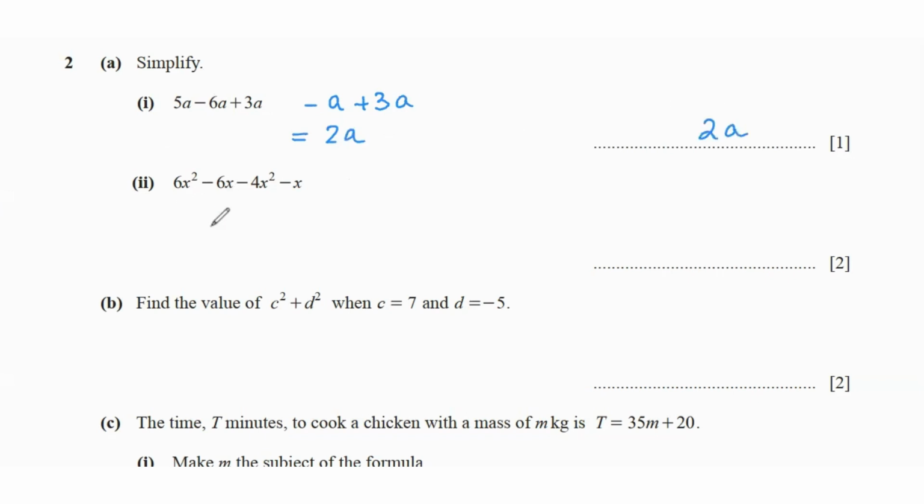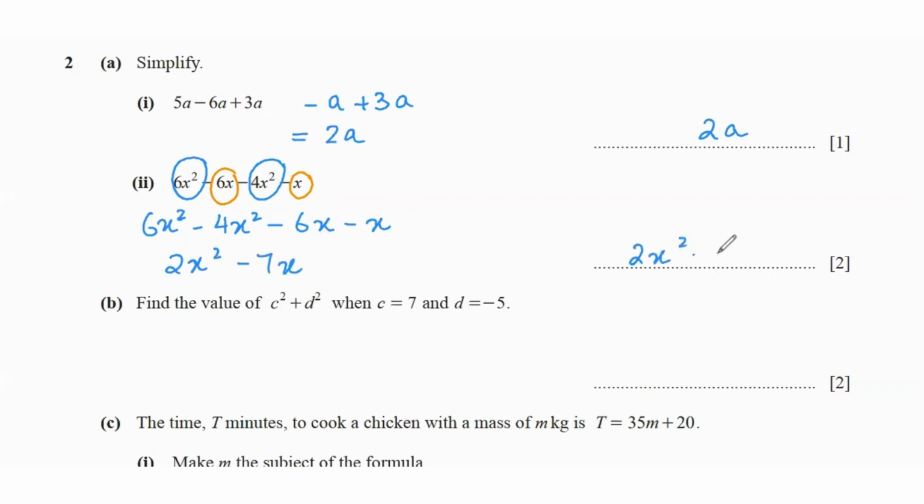That's your answer. Then 6x squared minus 6x minus 4x squared minus x. So like terms over here are 6x squared and 4x squared, and 6x and x. So that's going to be 6x squared minus 4x squared, minus 6x minus x. So that's going to be 2x squared minus 7x. That is your simplified answer.